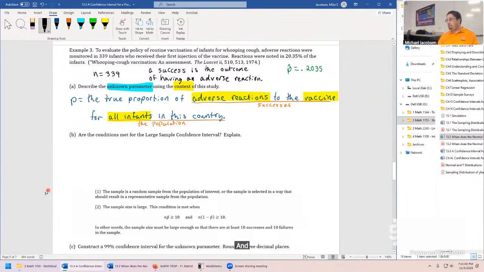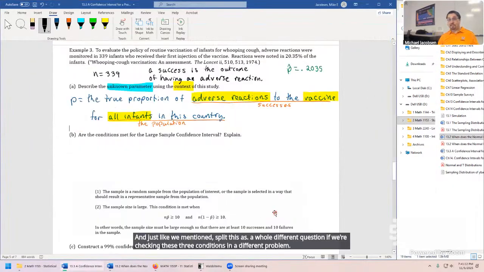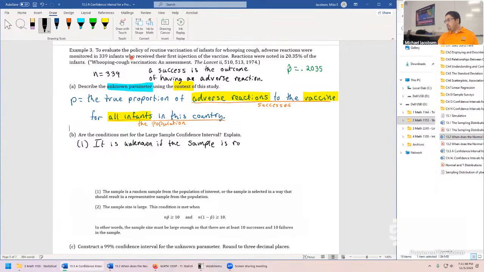And as an exam question, I probably would take this part off and split this as a whole different question if we're checking these three conditions in a different problem. Or else the problems tend to get a little large. But just for the reminder on how this goes, it says there was 339 infants, but no information on how they got in the study. So for part one, we'll say it is unknown if the sample is random.